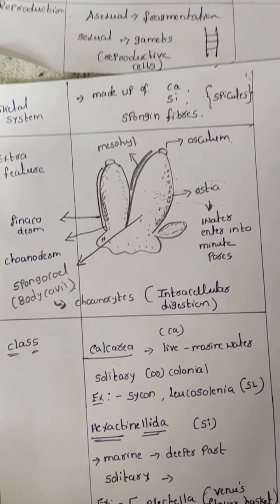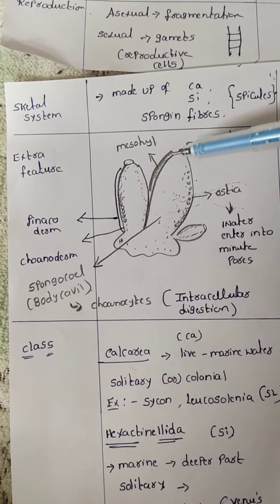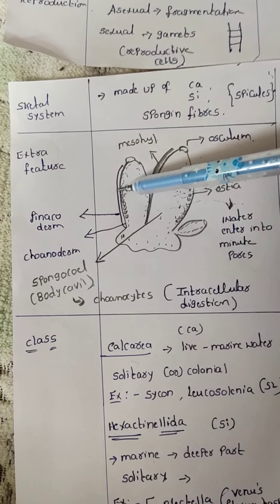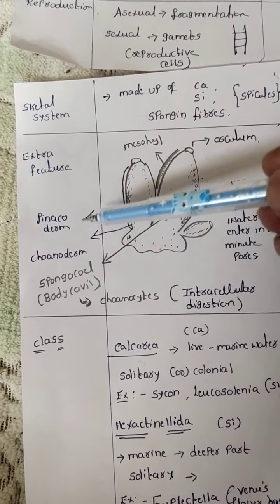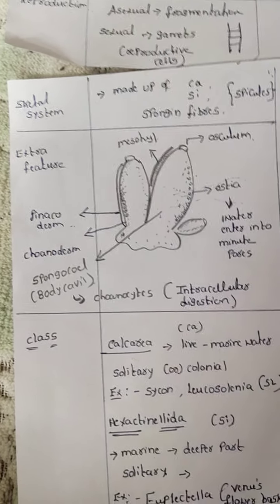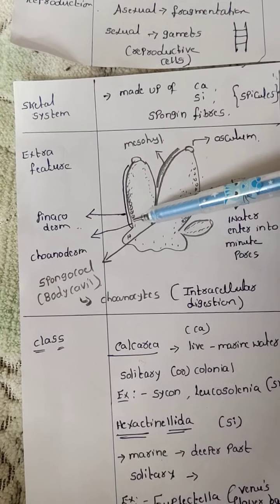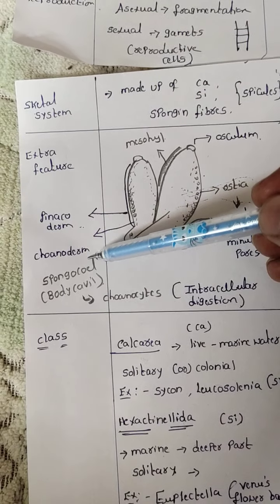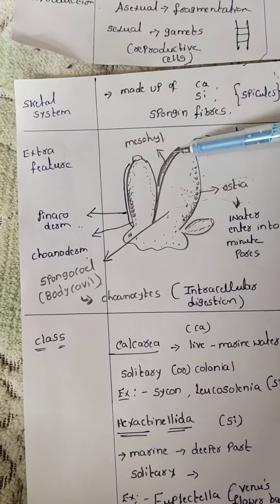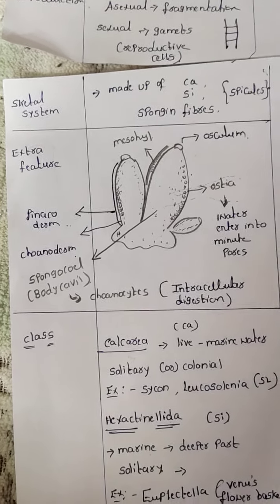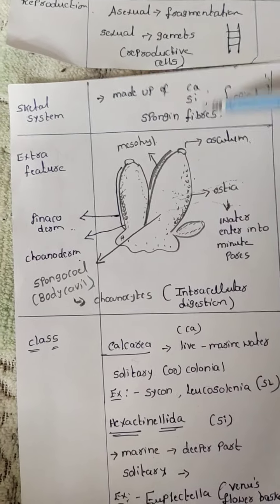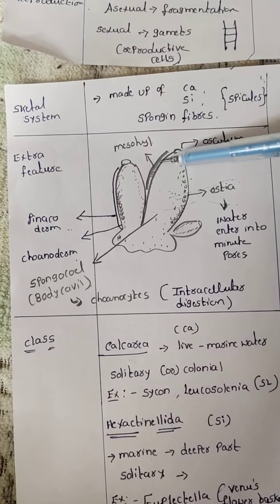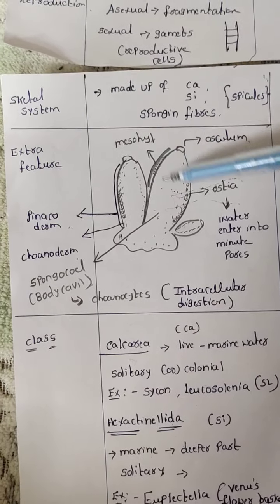Okay. Now I already said Porifera has how many layers? Two layers, outer layer and inner layer. The outer one is called ectoderm. Here the ectoderm is also called pinacoderm. And the inner layer is called endoderm. The endoderm is also called choanoderm. Between the ectoderm and endoderm, there is a gelatinous matrix present. This gelatinous matrix is called mesohyl.